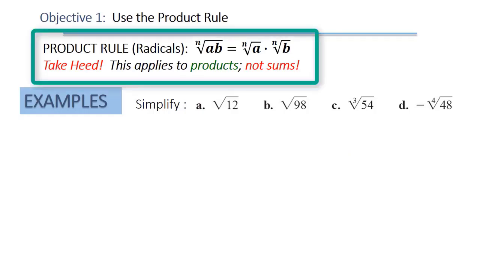What it means is that if you have a root of some kind of a product or something that you can split into factors, you can do that, and it splits into two separate roots. The key is here that that works for things that are multiplied together. It does not work for things that are added together. So I want to just make sure to caution you about that.